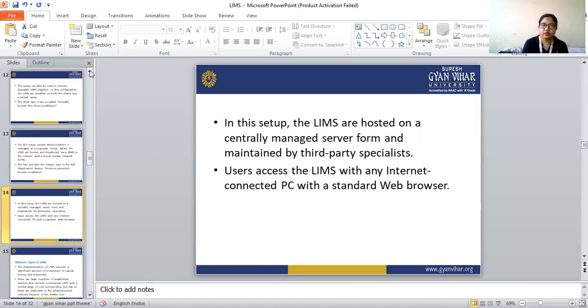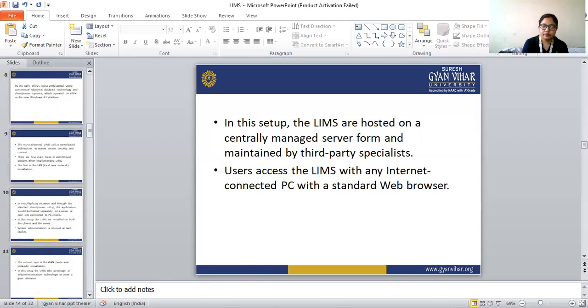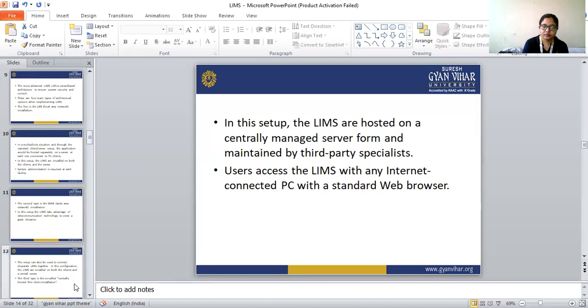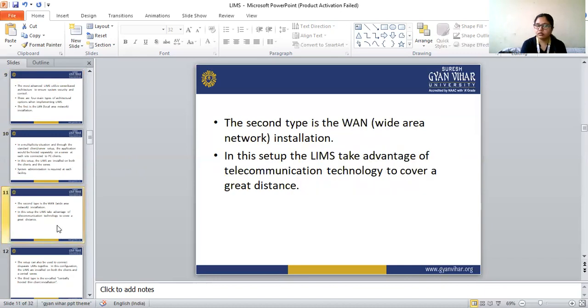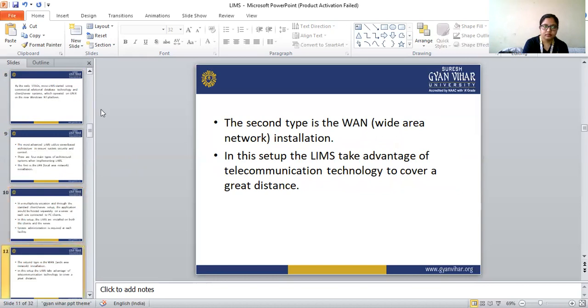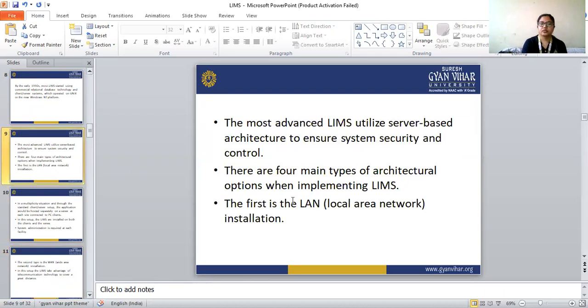So the first one is the LAN, which stands for local area network. There are four types of architecture when implementing the LIMS. The first one is the LAN, that is, local area network installation.